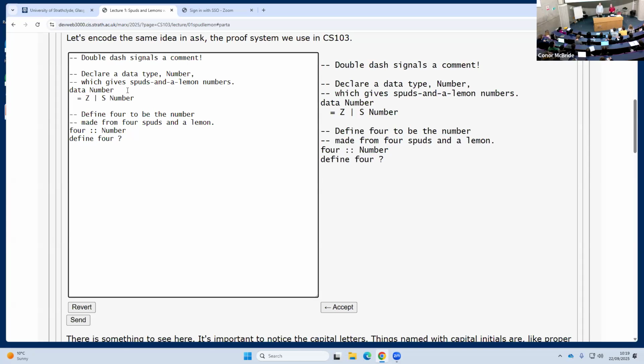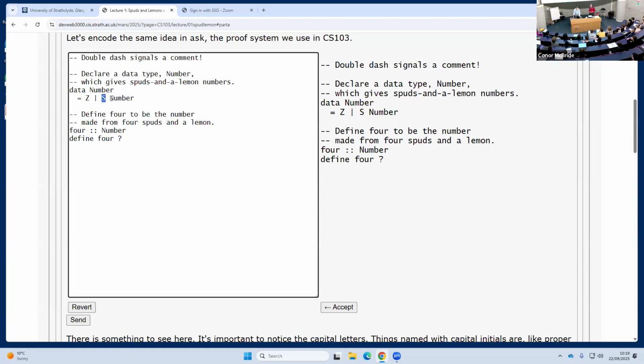I'm just me. So here, number is the name of a type of thing, and Z is the name of a number. It's the lemon, effectively. That's the Z for 0. And S for spud or for successor makes a new number by wrapping around an old one. So I'm saying every number is either 0 or it is the successor of a number.